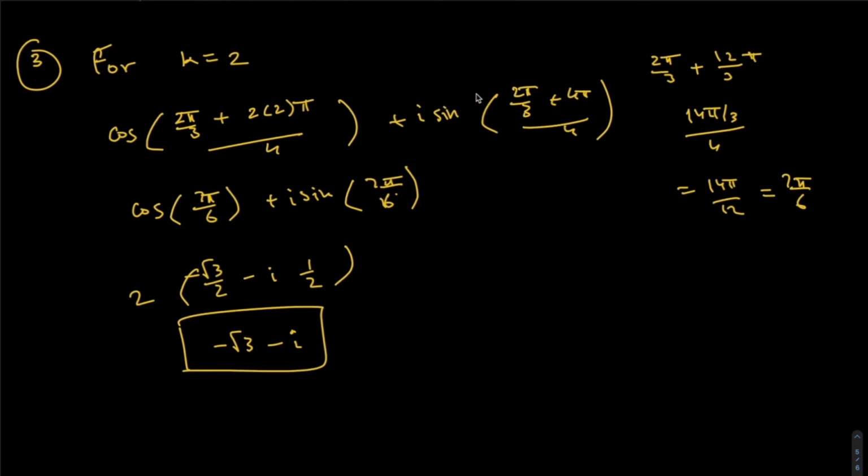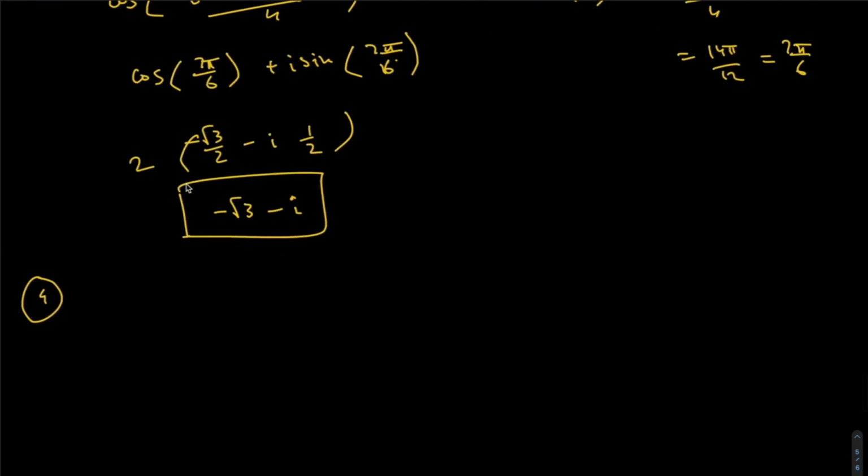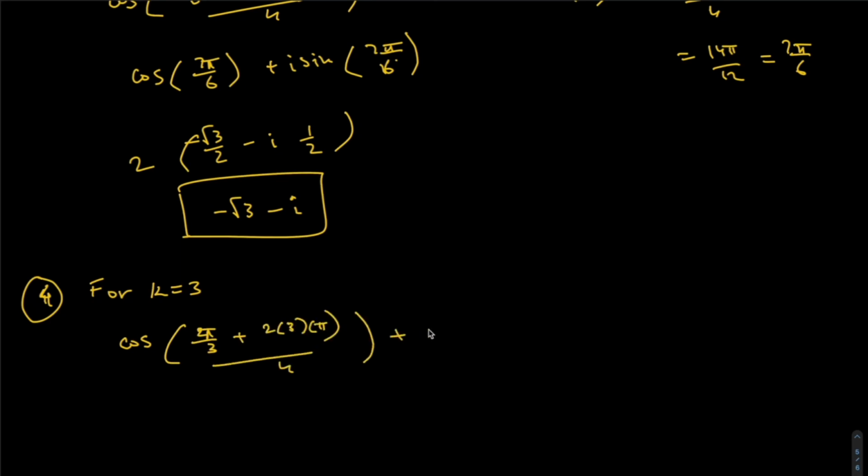This. Finally, we are going to have the fourth root for k is equal to 3. So for k is equal to 3, we're going to have cosine of 2 pi by 3 plus 2 times 3 times pi all upon 4 plus I sine 2 pi by 3 plus 2 times 3 times pi all upon 4.